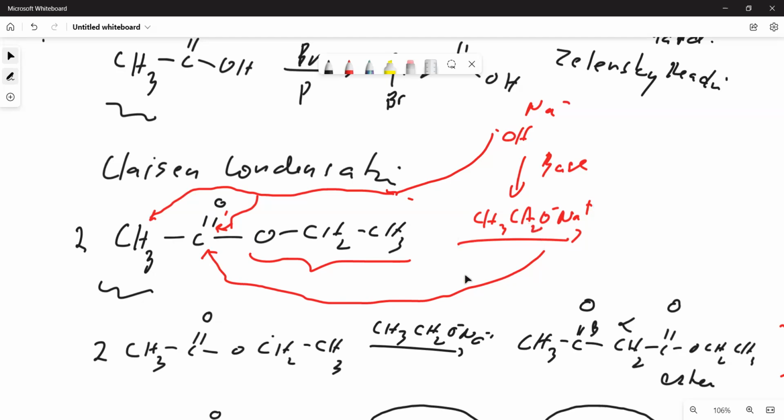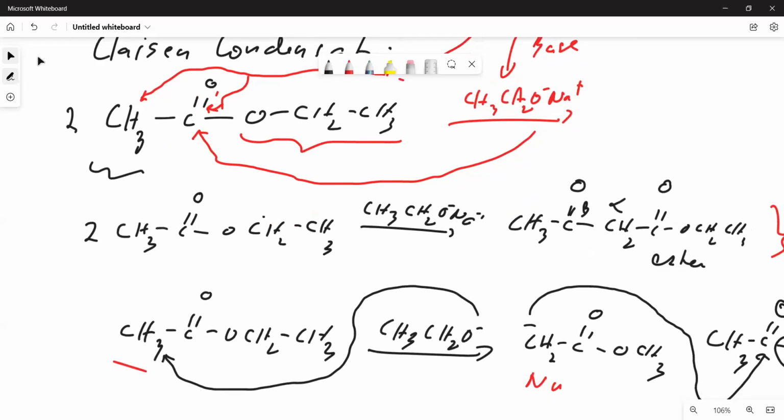Okay? Because even if it is replaced there, it's fine since they are the same. Okay? So the alkoxide will remove the acidic hydrogen here. And what will happen to the reaction?